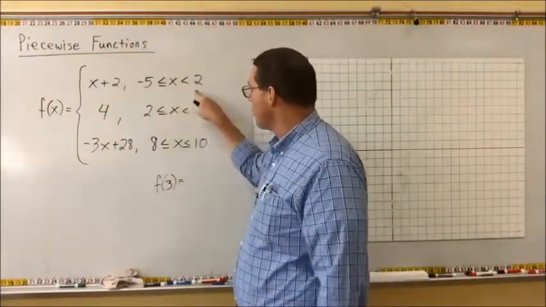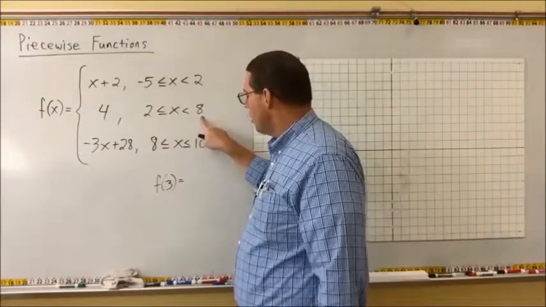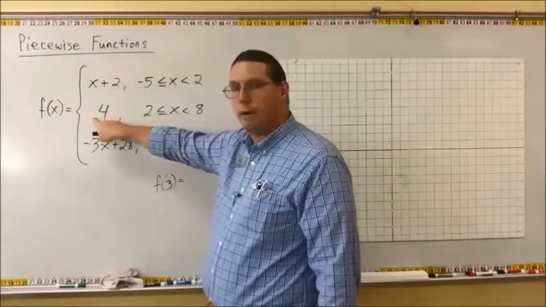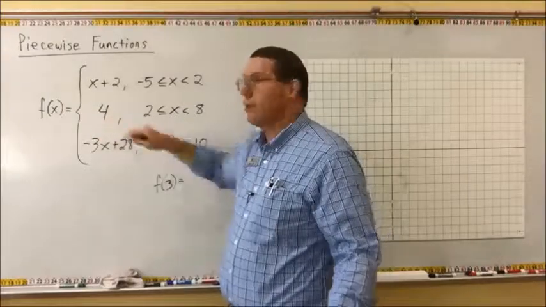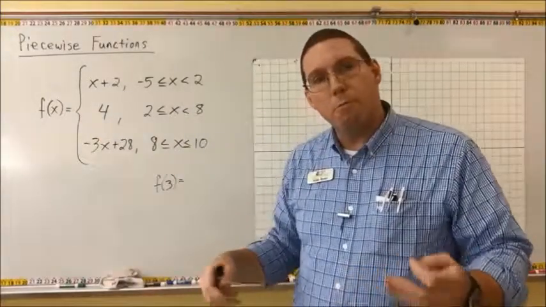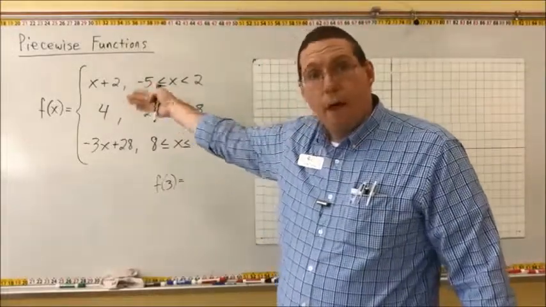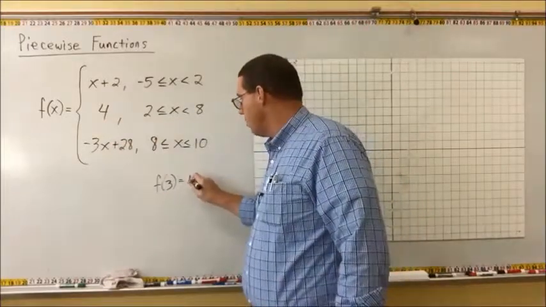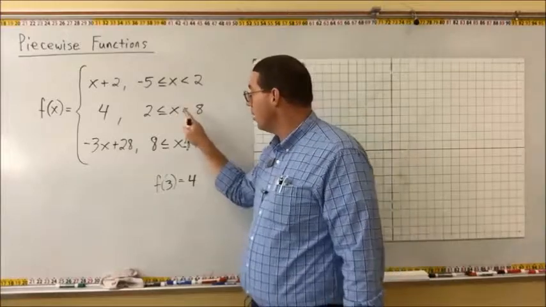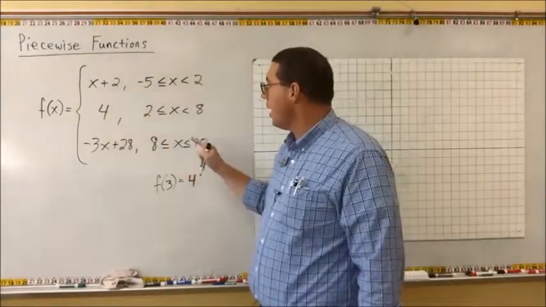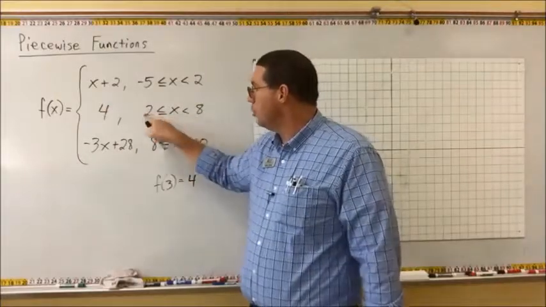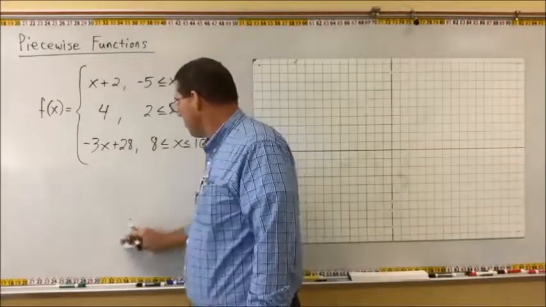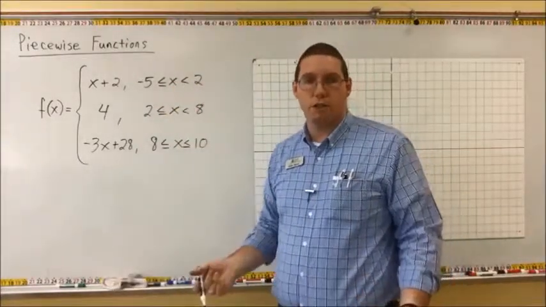All right, so 3 is not on this domain. It is between 2 and 8. So when x is 3, we're going to plug 3 into this function over here. Well, that's a constant function. There's nothing to plug it into. When there is nothing to plug it into, whatever number is there, that's your answer. So what number do you see here? 4, therefore f of 3 is equal to 4. Also, if you were to plug a 7 in, the answer would be 4. If you plugged a 5 in, the answer would be 4. If you plugged a 2 in, the answer would be 4. Okay? So that's what we call a piecewise function.